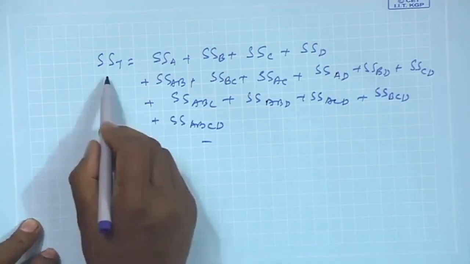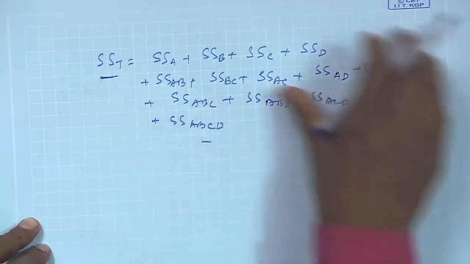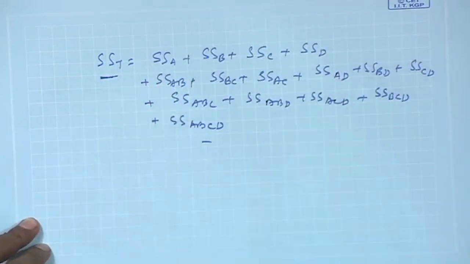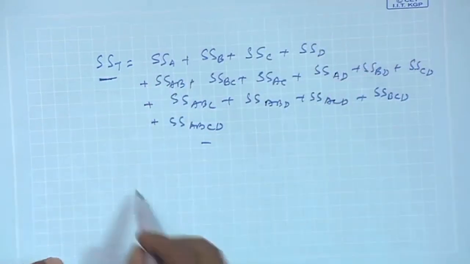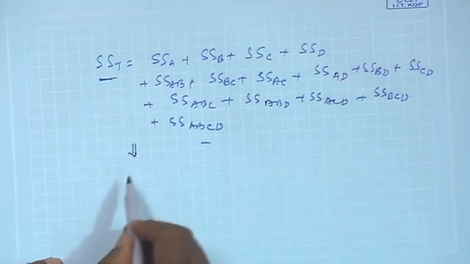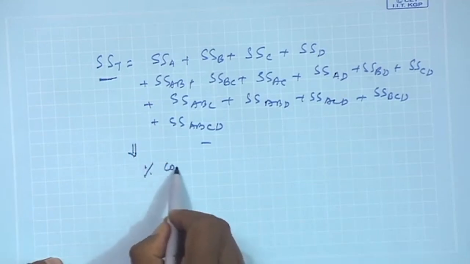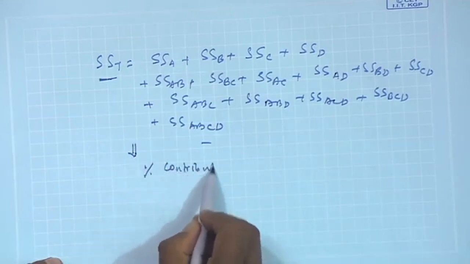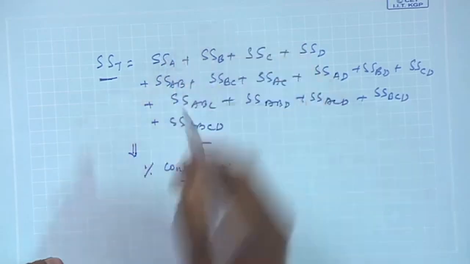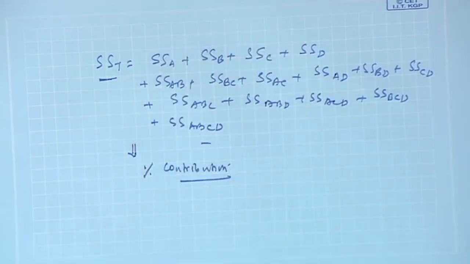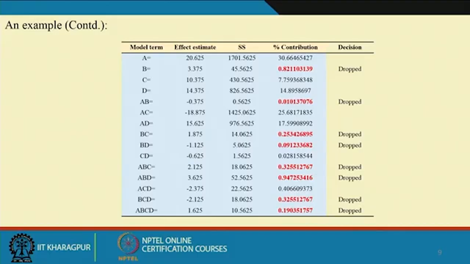So, this total is the sum of all the individual contributions. As a result, it is advisable to find out the percentage contribution of each of the effects. So, in what way will you find out the percentage contribution? That is the individual contribution divided by the total contribution.